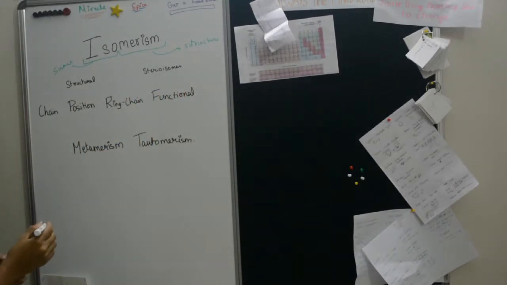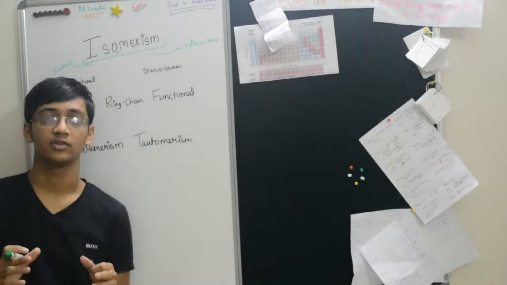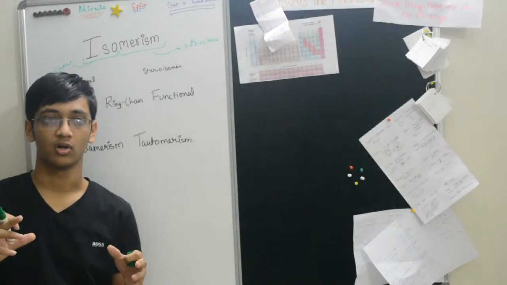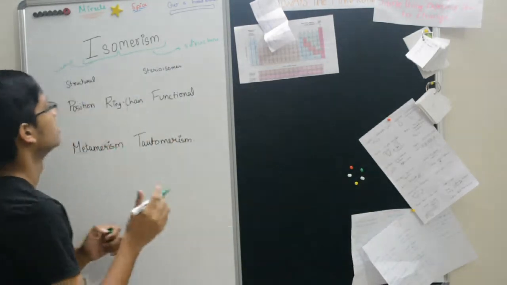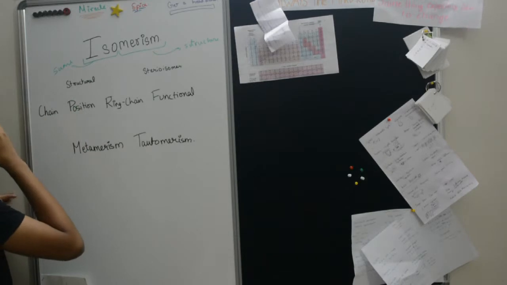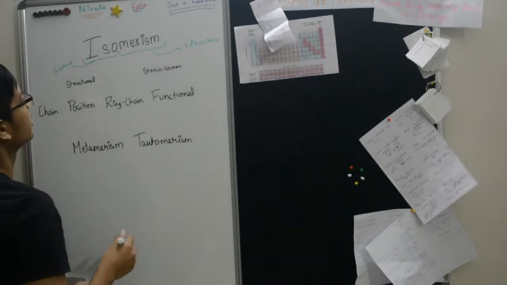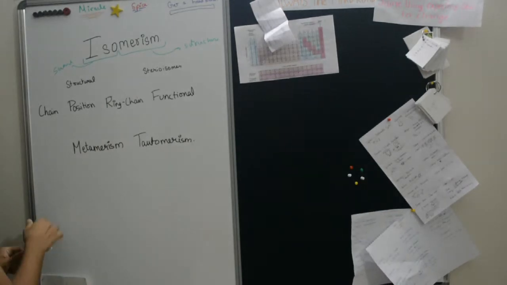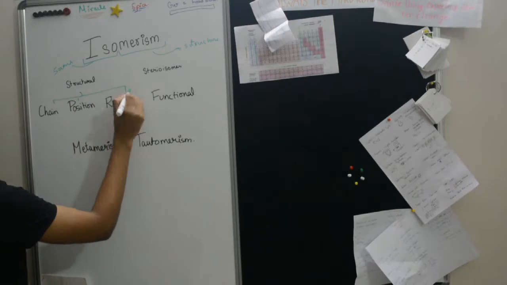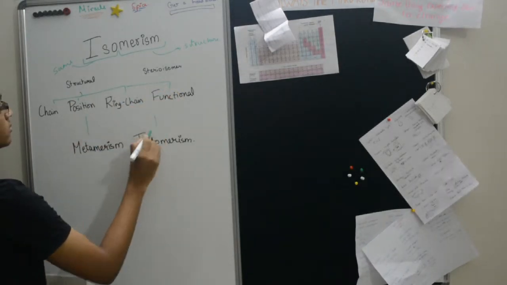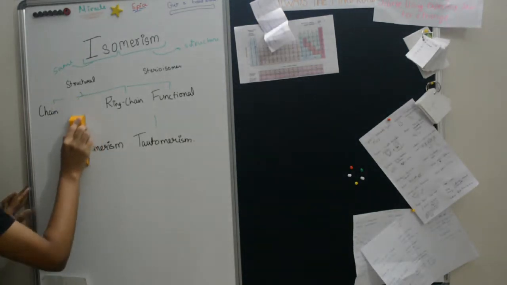Now, the stereoisomers are basically isomers in which there is a little bit of difference in the geometry or how the atoms are arranged. Whereas in structural ones, there is a complete change in the structure itself. So the structural isomers are divided into many different parts. So now let's start with chain isomers.